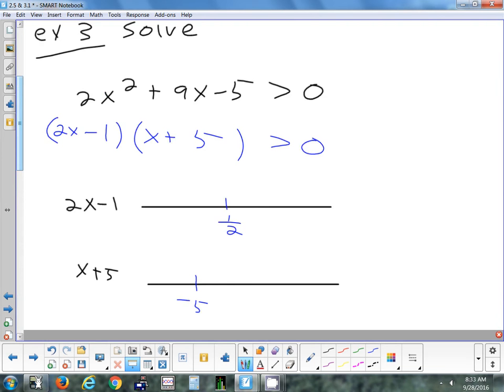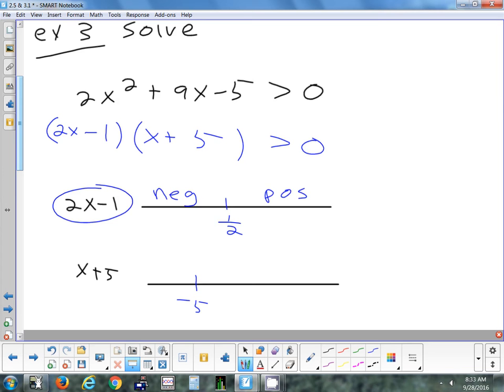Let's start with the 1/2. If you pick numbers bigger than 1/2, like 5, anything bigger than 1/2, and you plug it into this, will your answer be positive or negative? Positive. If you plug numbers in smaller than 1/2, like 0, what kind of answer do you get? Negative. So one side is always negative, the other side always positive. That's how it always works.